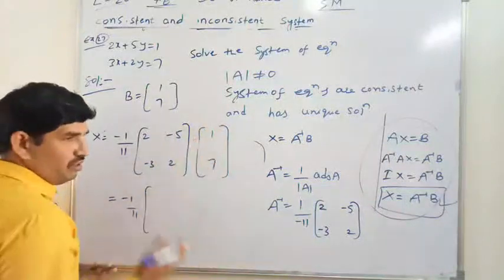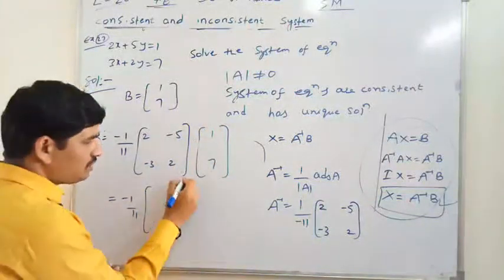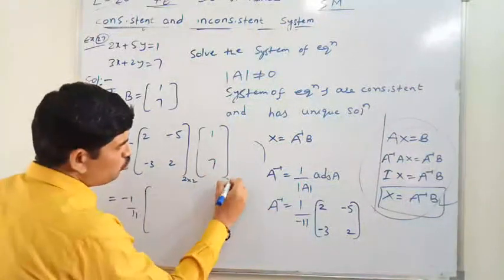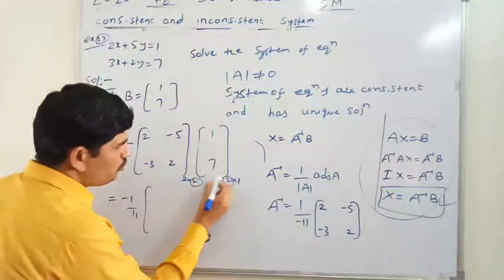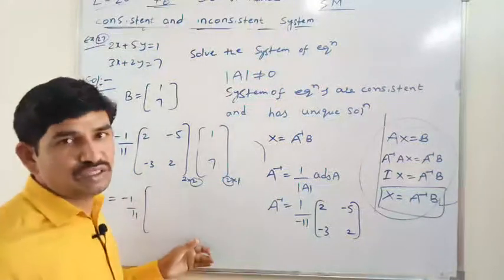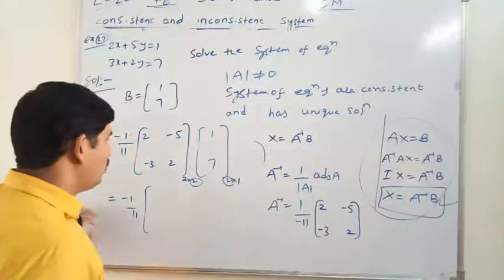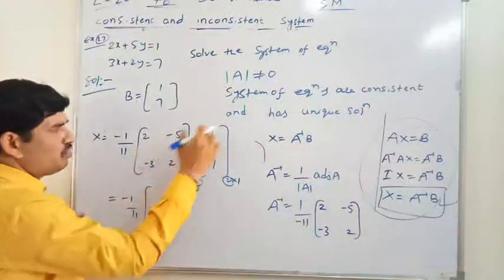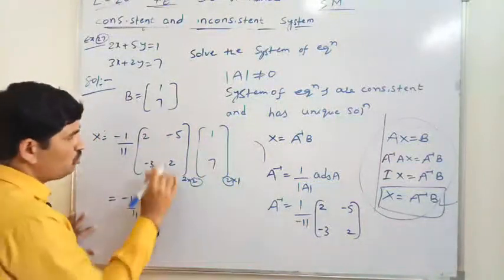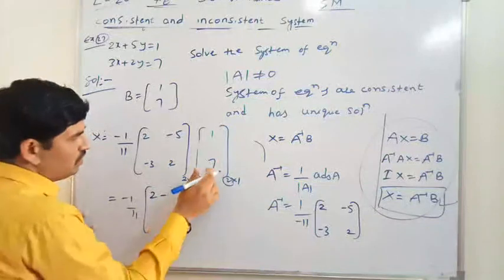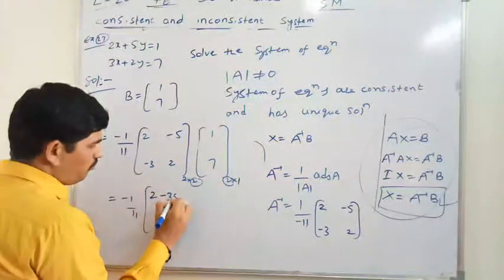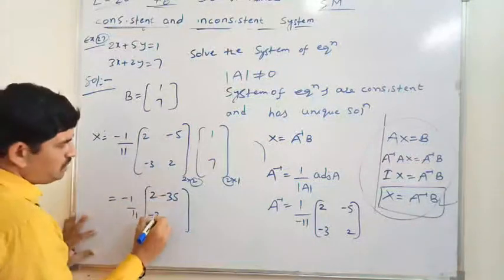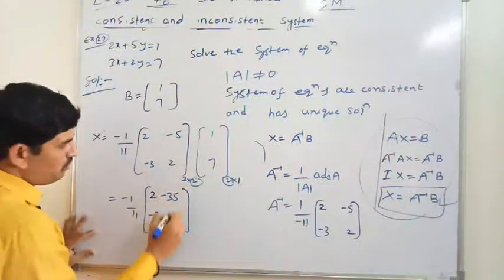First row, first column. We know how to multiply. The order of the first matrix is 2 by 2 and the order of the second is 2 by 1, so these two places should be equal, then only we can multiply. Yes or no? There is a multiplication rule. So the resulting matrix will be 2 by 1. First row, first column: 2 into 1 is 2, minus into plus is minus, 7 into 5 is 35. Then minus 3 into 1 is minus 3 and plus 2 into 7 is 14.